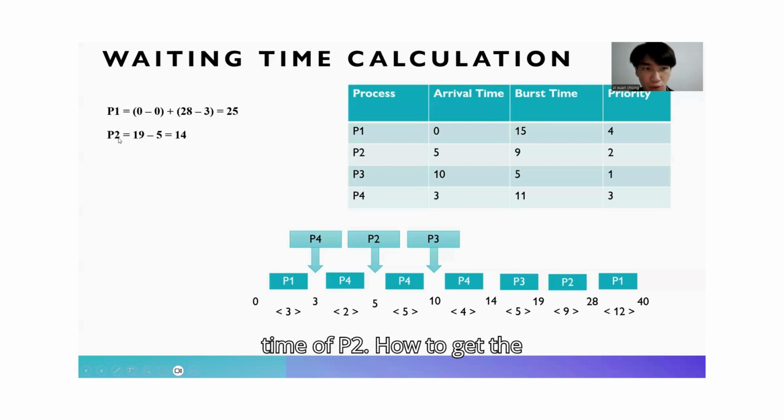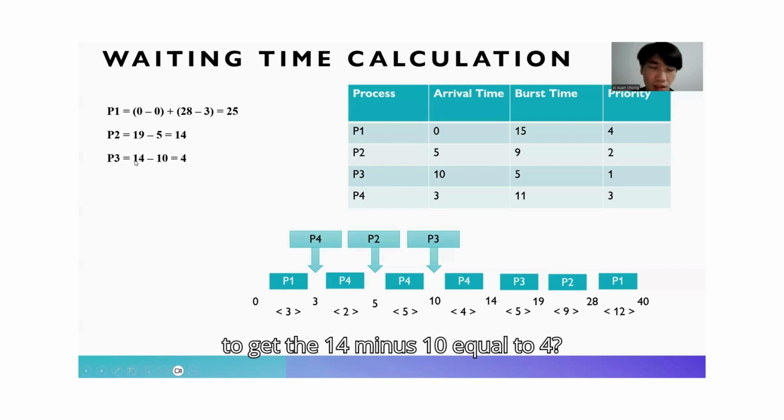Next is the waiting time of P2. How to get the 19 minus 5 equal to 14? You just see the process P2, right? The process P2 starts at 19. So you just take the 19 minus the arrival time. So equal to 14.